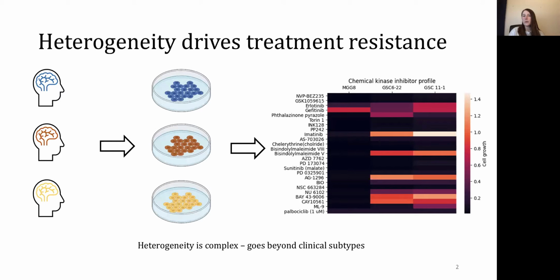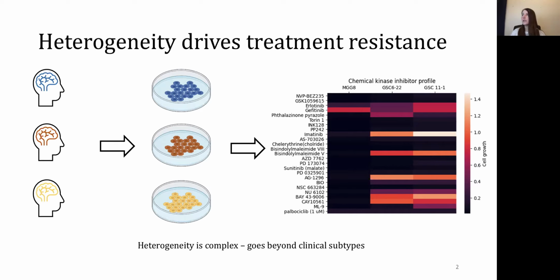Another factor that contributes to treatment resistance or lack thereof is heterogeneity between individual patients. And so, three glioblastoma patients, their tumors might have vastly different genomic profiles. We can see a real world example of this in the figure on the right, where we show cell growth for three different glioblastoma stem cell lines in response to a wide array of chemical kinase inhibitors.